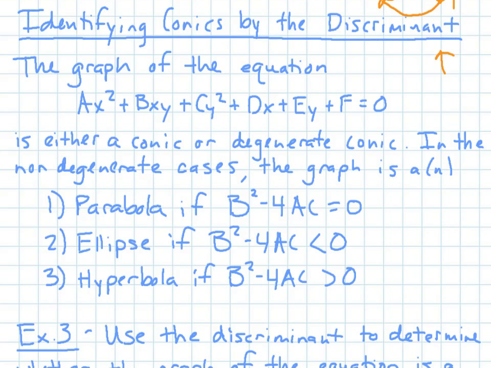And so the graph of the equation in general form for a conic is either a conic or a degenerate conic. In the non-degenerate cases, the graph is going to be the following. So if it's a parabola, that means your discriminant, so b squared minus 4ac, is going to be equal to 0. So it's kind of like if there was one real solution, if we were looking at a quadratic formula. Okay. In an ellipse, b squared minus 4ac is going to be less than 0, so that would be like if there was no real solutions. And then hyperbola is when b squared minus 4ac is greater than 0, so like if there were two real solutions. So all the same concepts, except applying them to something a little bit different.